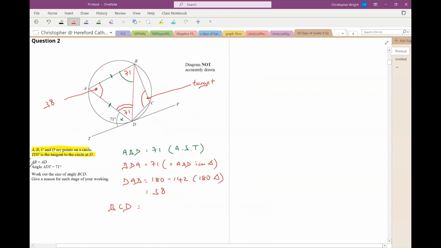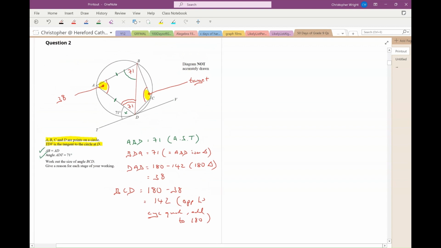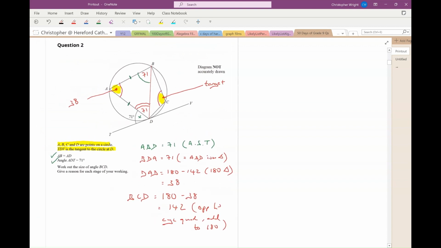BCD, because I've got 38 here and my target angle, and I know that opposite angles in a cyclic quadrilateral add to 180. So it's going to be 180 minus 38, 142. I could say opposite angles, cyclic quadrilateral, add to 180. And there is one of the possible ways of doing question 2. And BCD is 142 degrees.